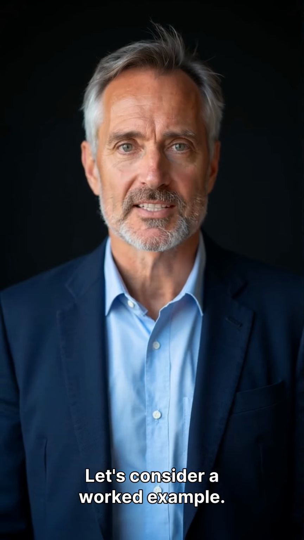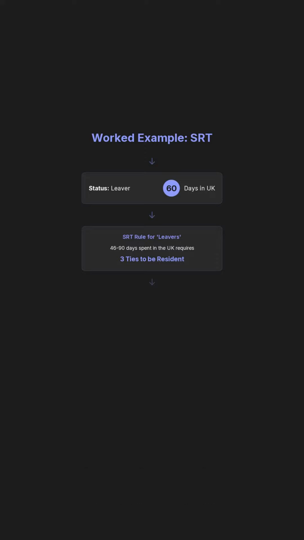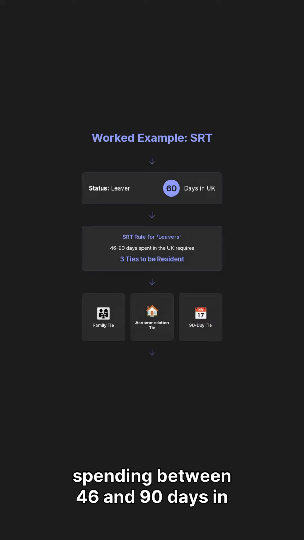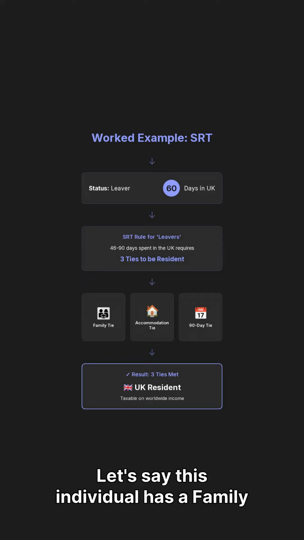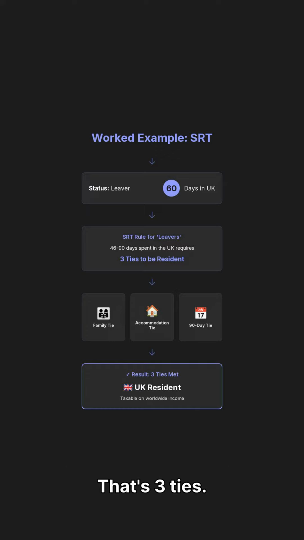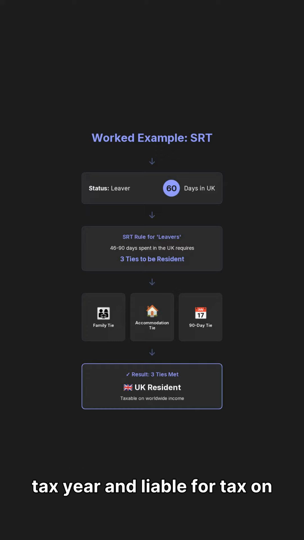Let's consider a worked example. Imagine a leaver who was previously resident. They spend 60 days in the UK during the tax year. According to the SRT tables, a leaver spending between 46 and 90 days in the UK needs 3 ties to be considered resident. Let's say this individual has a family tie, an accommodation tie, and a 90-day tie. That's 3 ties. Therefore, they are UK resident for the tax year and liable for tax on their worldwide income.